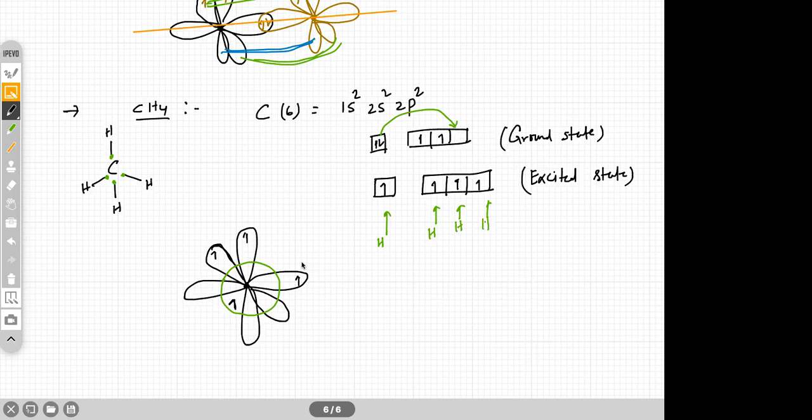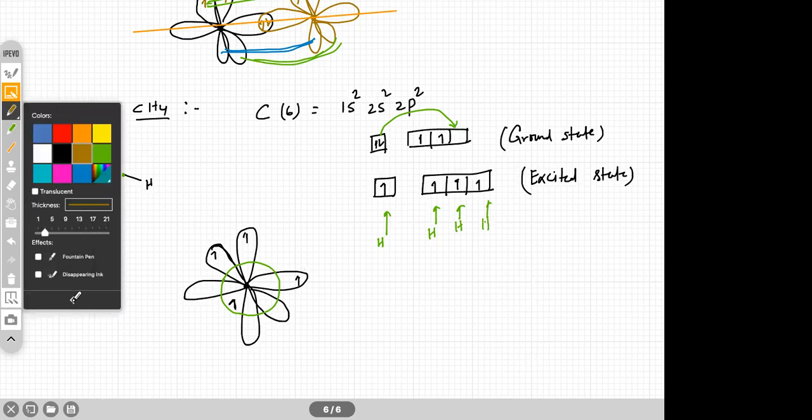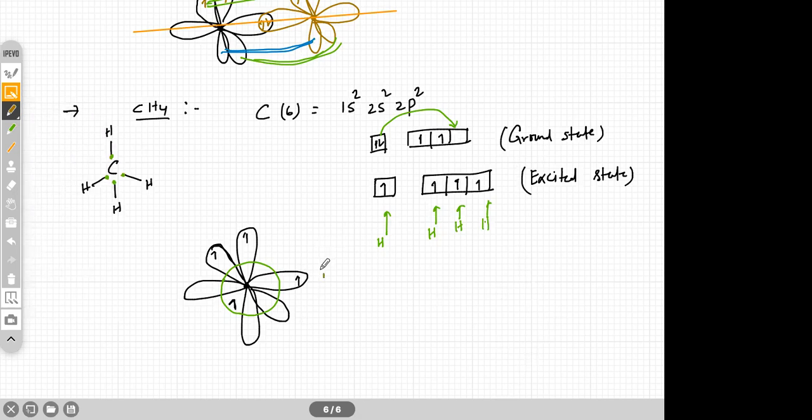Yes, that's right. Okay. So what happens after this? The 4 hydrogen atoms, which have s orbitals, overlap with this and form the bond. All these are s orbitals of hydrogen.